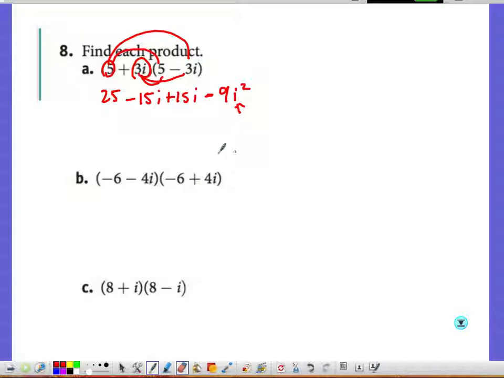See, we have i squared again. So let's go ahead and simplify. We have 25. Negative 15i plus 15i, well, that basically is 0. And then we have negative 9 i squared, which, again, remember, i squared is negative 1. And so 25 minus 9 times negative 1, that's basically 25 plus 9, which is equal to, do the math, 34.